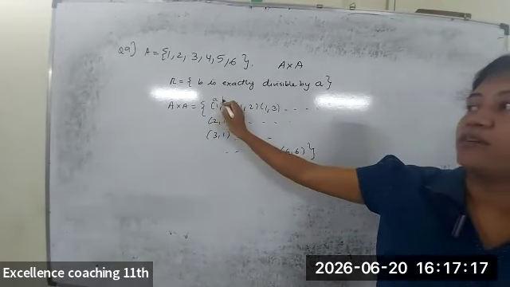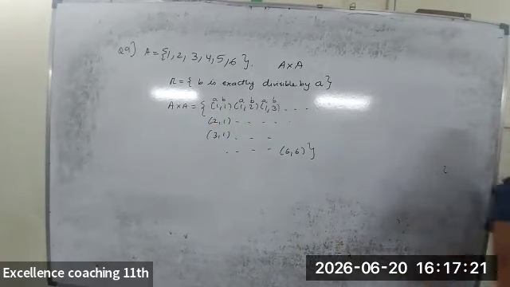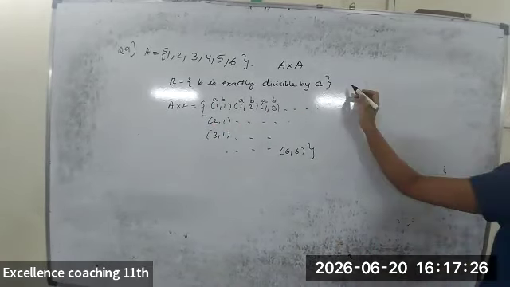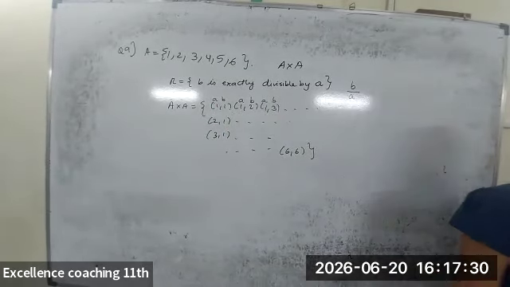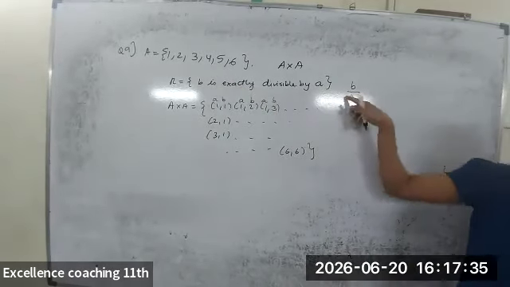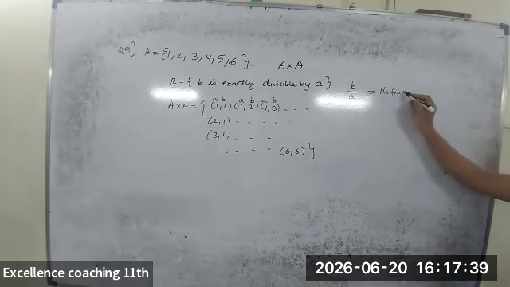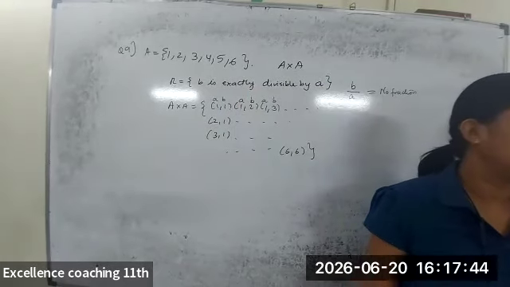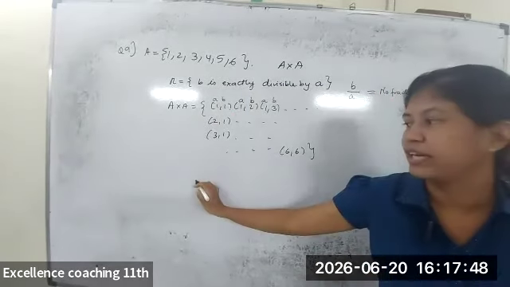If you are struggling with that part, if you cannot imagine it, then you have to write all the 36 pairs. Otherwise, what they are saying is B upon A should not be a fraction. B is exactly divisible by A, so you should get no fraction. Now the first one, 1 upon 1, it is divisible, correct? What is 1 upon 1? 1, you are not getting a fraction. So you can take that.